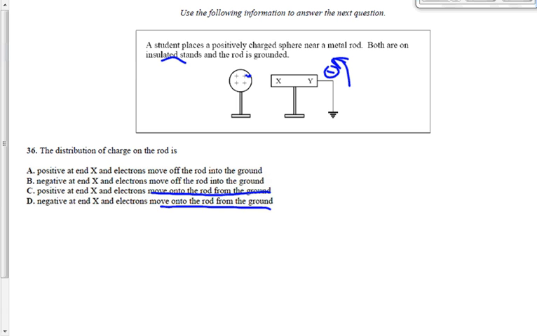Now, if you're pulling electrons up from the ground, pulling negatives up from the ground, what does the neutral thing become? Negative. You're adding negatives to it, it becomes negative. Not just side X, but the whole thing here. So in the end here, the answer would be D, which 79% of you said. It becomes negative at end X, and that's because the electrons are moving onto the rod from the ground. Make sense?